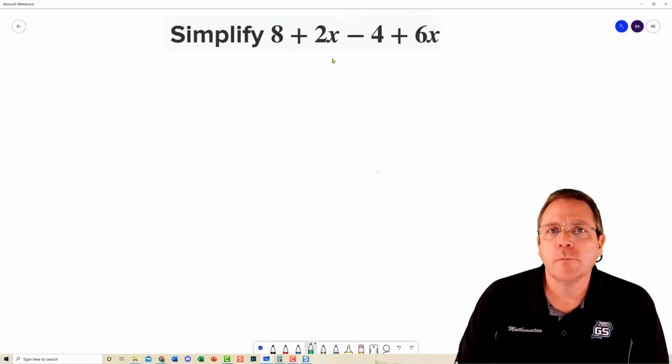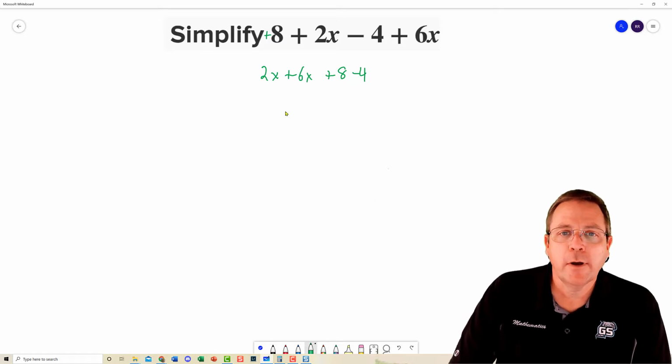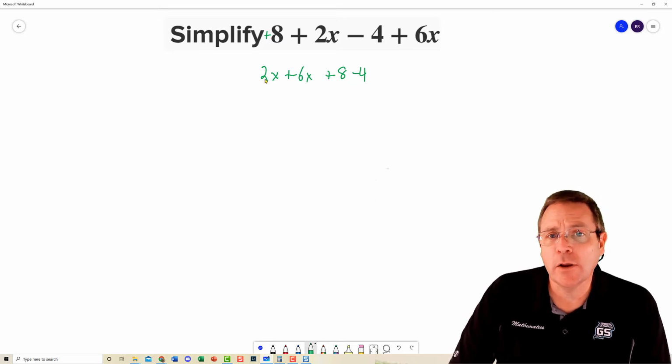Now when I work it, the first thing I'm going to do is use my commutative property. Of course, we're going to write the first problem, which we're going to assume it's written here. Then we're going to use a commutative property and regroup our like terms. So I have a 2x plus a 6x are a like term. That is a positive 8, so it's now going to be plus 8 and minus 4, making the constants a like term as well.